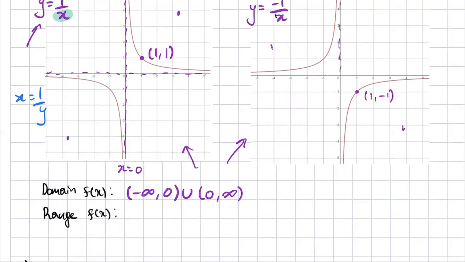This one also has the asymptotes if I go down. And then same thing for the range. If you're looking at your y values, we have all of the y values except for 0.